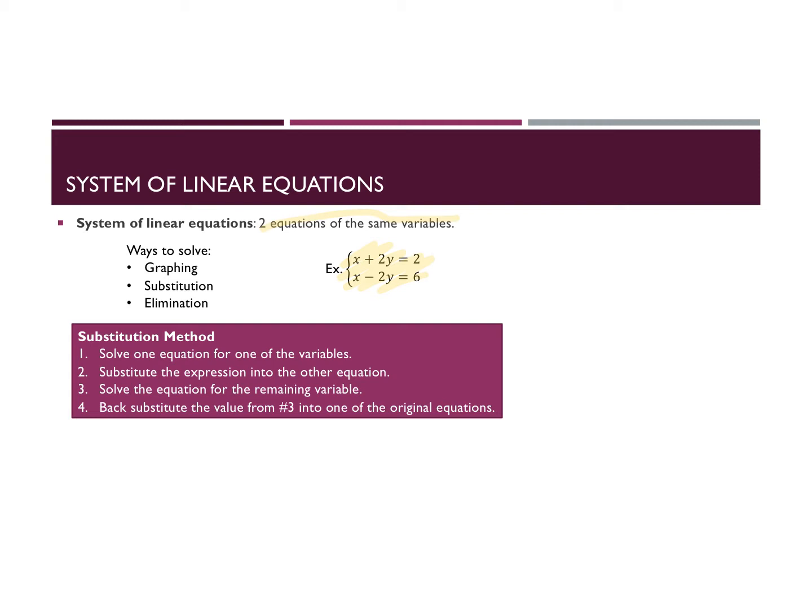So we have three different ways to solve. We will be focusing primarily on substitution and elimination, which should be reviewed from Algebra 1 and Algebra 2. The first thing you'll do with your substitution method is you'll solve one equation for one of the variables. Then you'll substitute that expression into the other equation. Then you'll solve that equation for the remaining variable. And then you'll use back substitution from step 3 into the original equations.